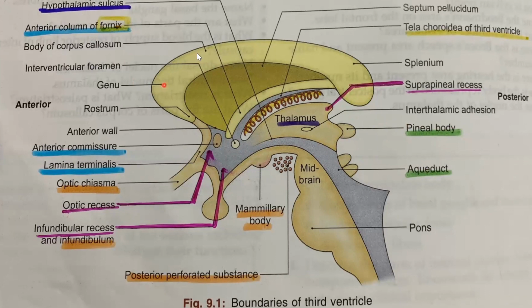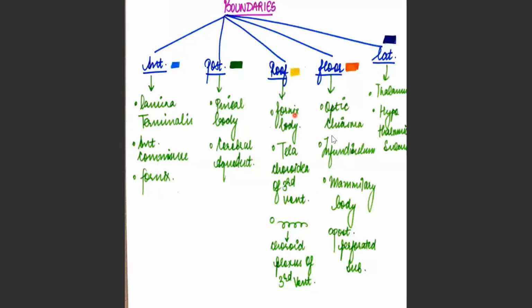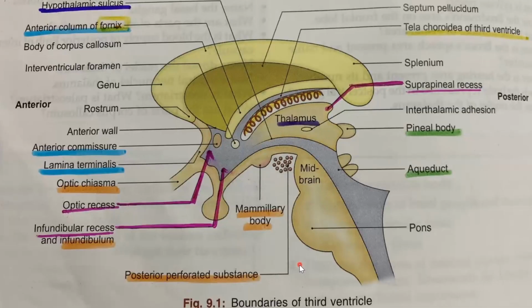Now we'll cover the roof area. Above portion is the roof area. The lower portion is the floor area. And the thalamus area is the lateral portion. Fine. So coming on to the roof area, I have marked the roof area with yellow color. So the roof area is the fornix, the body of the fornix basically, the tela choroidea of the third ventricle and the choroid plexus. So that is what we discussed about the roof portion.